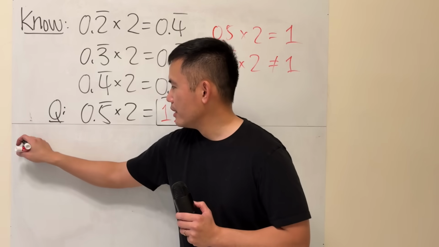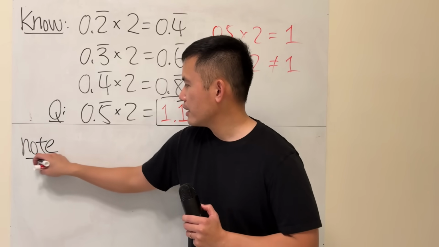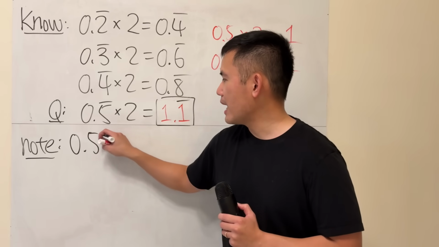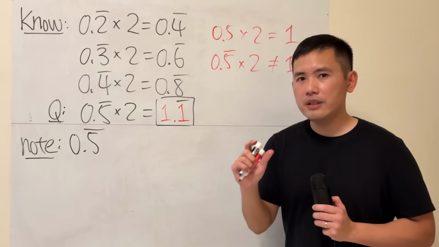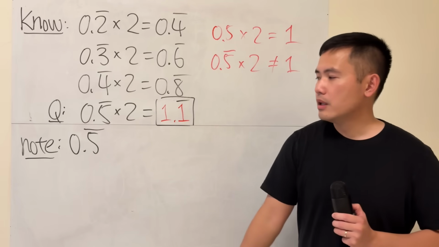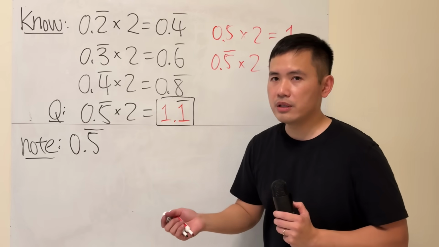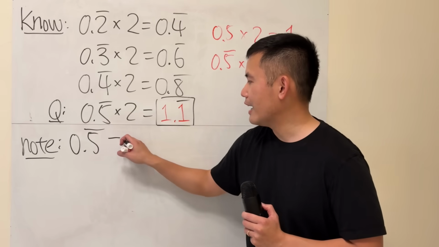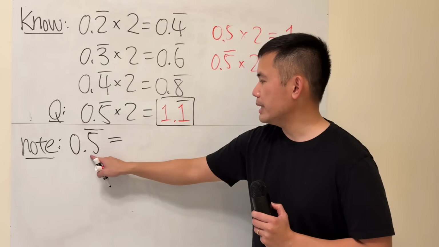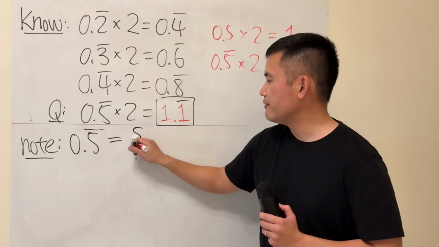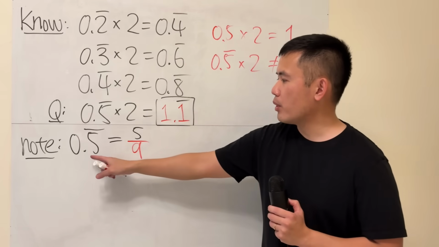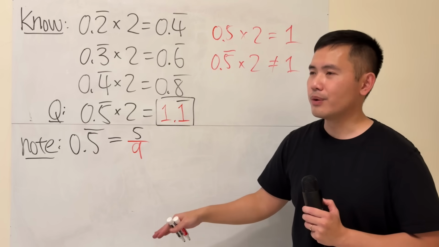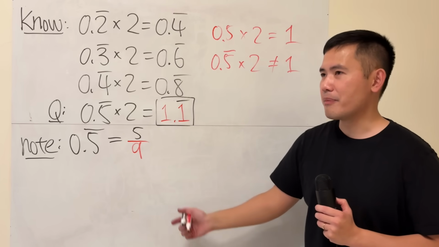Here's the solution. Note 0.5 with the bar. Notice this right here, only the 5 is being repeated. We can convert this into a fraction very easily. If you have only one digit, just go ahead and put down this digit and then divide it by 9. If you have 0.55 with the bar, well, 55 over 99 is the same thing.